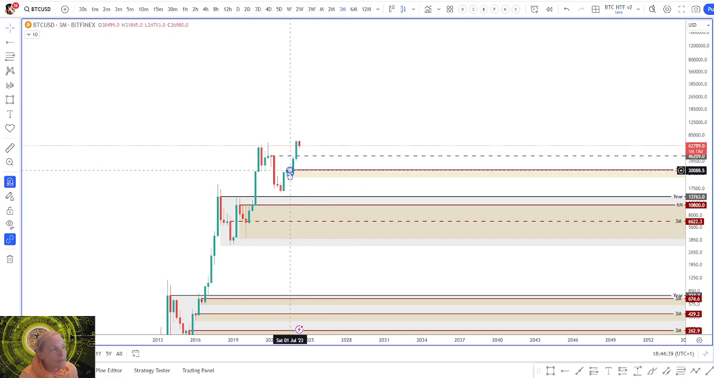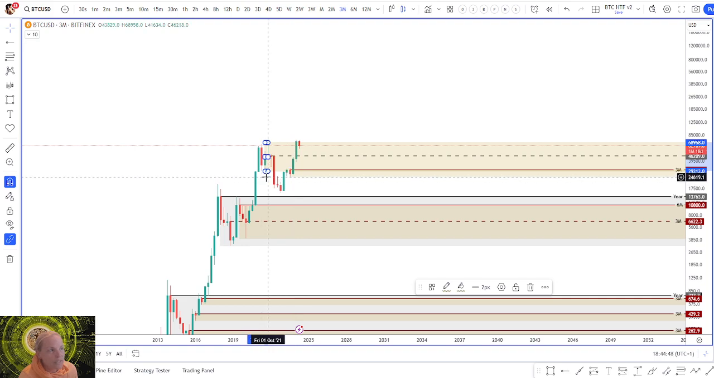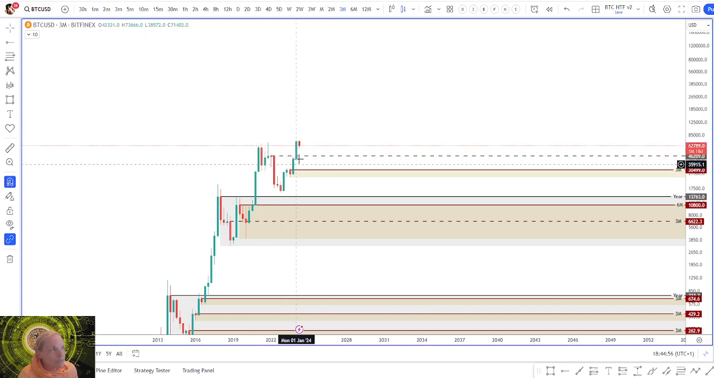Plus it had a reaction slightly below, and maybe this is an example of where I should have used the wick, because the reaction is slightly underneath it. Sorry, the reaction is at the bottom of those wicks. Anyway, that's not an existing zone because price has now gone through it.